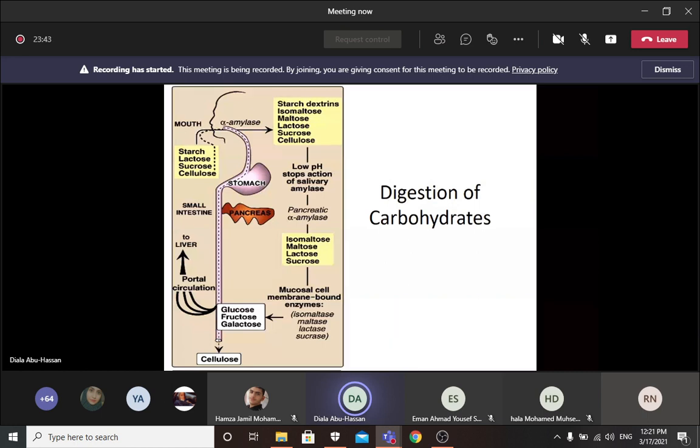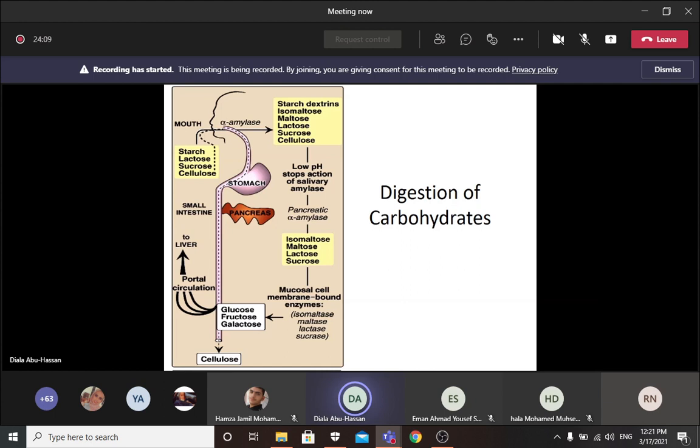As you can notice from here, the cellulose as a polysaccharide is going to exit through feces because it cannot be digested. The type of linkage beta-1,4 between glucose and glucose residues found in cellulose cannot be digested. There is no cellulase enzyme in our intestine. That's why we cannot digest it, and it gets out of our bodies.